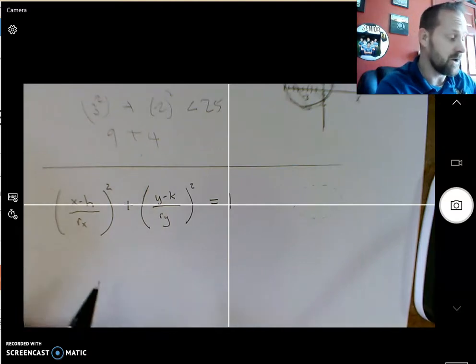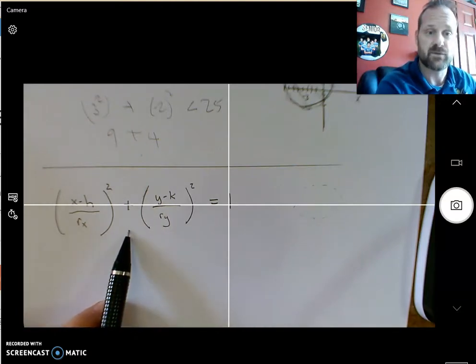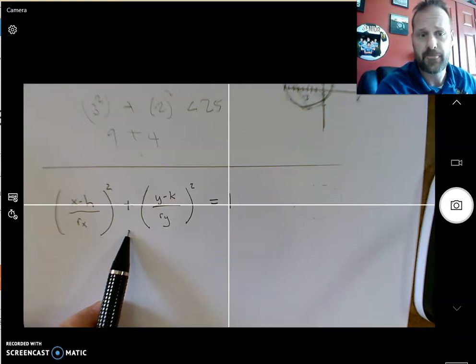All right, here we go. We want to get ours into this format. It's going to evolve very similar to what we did with the circle, but there's going to be one last step.